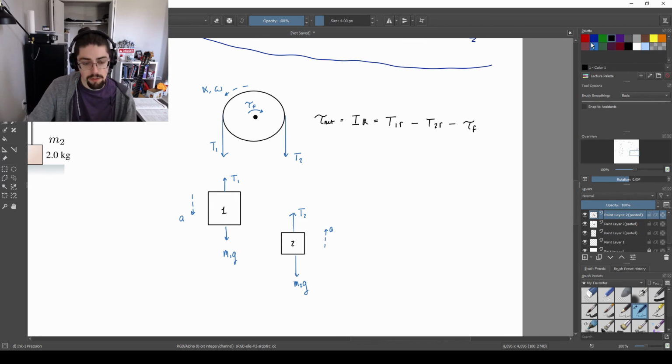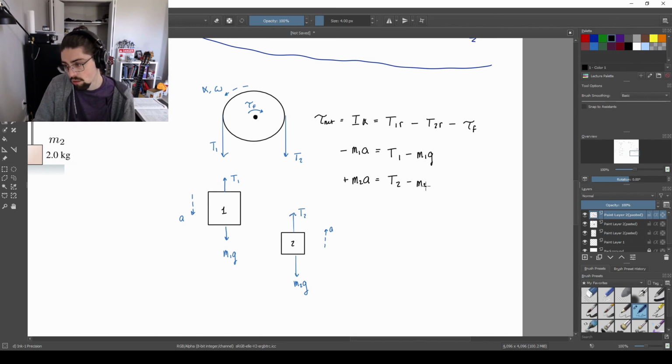We need to do the exact same thing now for each of our boxes. So let me start there. Let me go ahead and say, all right, well then for box 1, M1A, much in the same way as right here, should be equal to, or rather, this should be a negative, right, because it's pointing downwards. This is going to be T1 minus M1G. Then I'd look at block 2. So positive M2A is equal to T2 minus M2G.